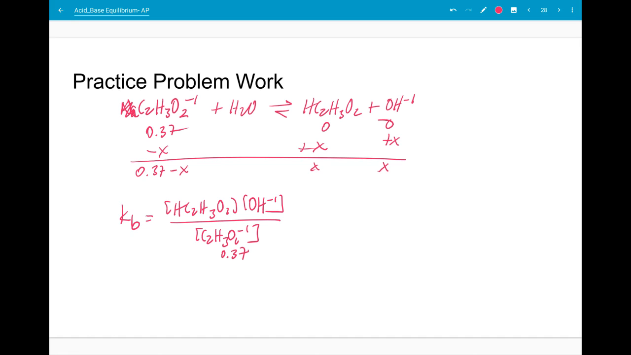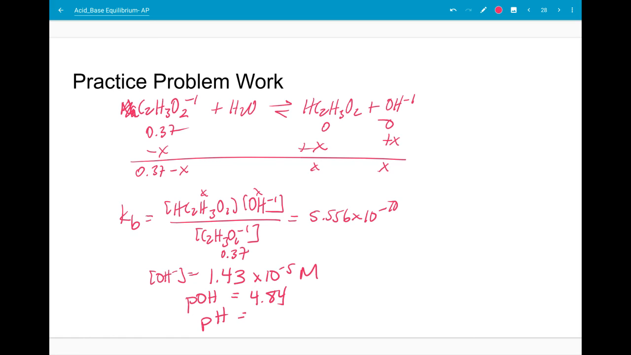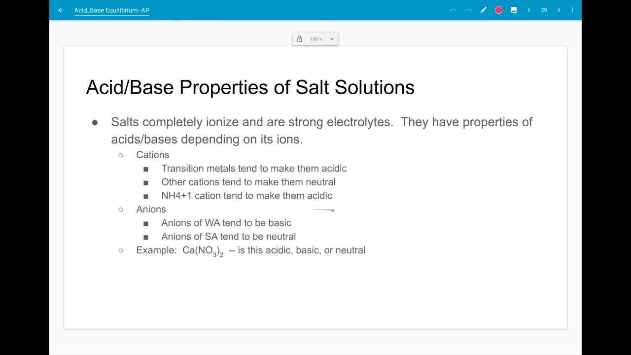We're going to assume that x is really small, and this is equal to what we had just found. So I'm going to find my OH minus. I take that Kb times 0.37, take the square root. I find that to be 1.43 times 10 to the minus 5 molar. Then I get to take the log of that answer, so my pOH is equal to 4.84. Then 14 minus that answer is 9.16 for my final pH. Okay, that's a good stopping point.